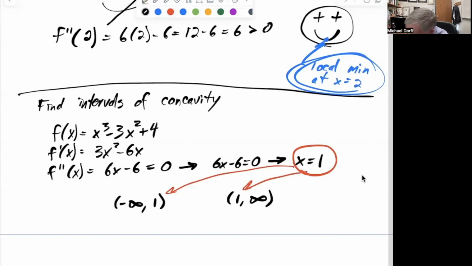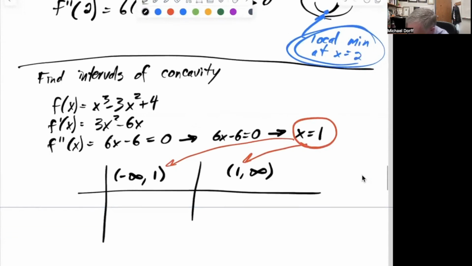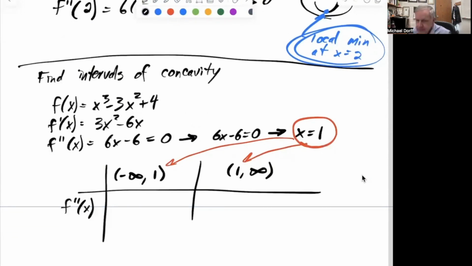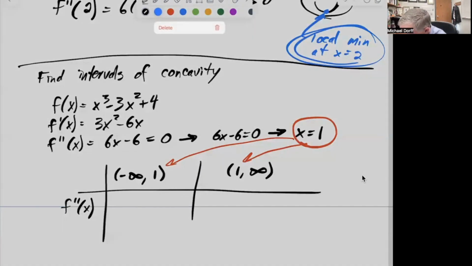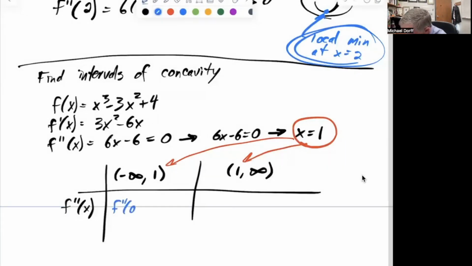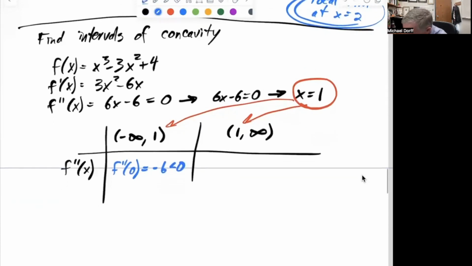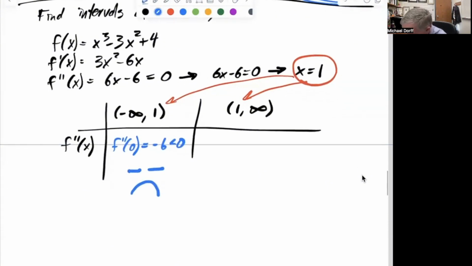And so then we're going to do our little table like we did before, and we're going to look at the second derivative. Just like when we did the intervals for increasing and decreasing, we have these two intervals. I can take any point in there, and whatever works for one point is going to work for all the points because of the way we set up the intervals. So in this case, for the first one, I'm going to take the second derivative at 0. If I plug that in, I'm going to get negative 6, which is less than 0. So I have negative signs, two of them, frown face, and that means it's going to be concave down.